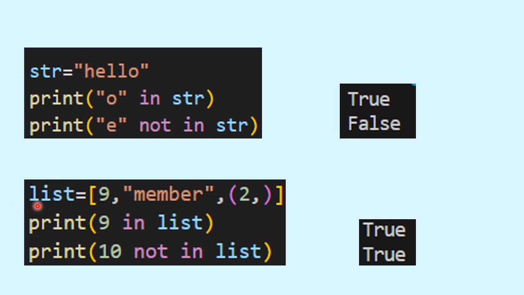Next, let's do it with a list. In this list we have defined three elements: 9, member, which is a string, and this is a tuple. Here 9 is in the list, so it returns the value true. Since 10 is not in the list, we are getting the value true as well, because this is a not in. If the value is not present in the list, it will return the value true.